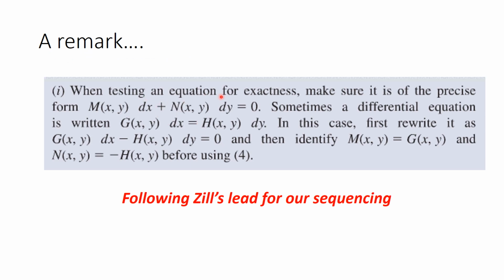When testing an equation for exactness, make sure it's in precisely this form with the pluses where they need to be. Sometimes I will give you a differential equation that will look like this, and that means you have to move things to one side and fix everything up, so you rewrite it. I chose to do this after the linear things because in Zill's later editions he actually made that change.